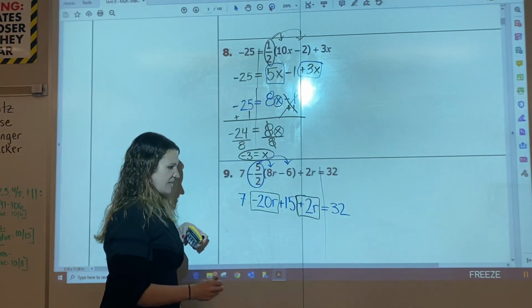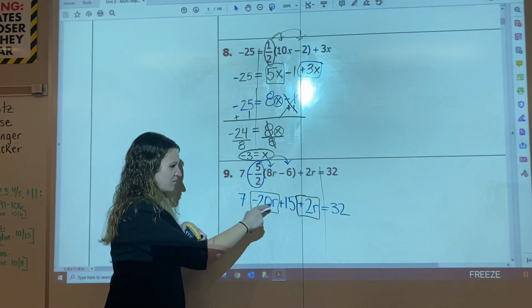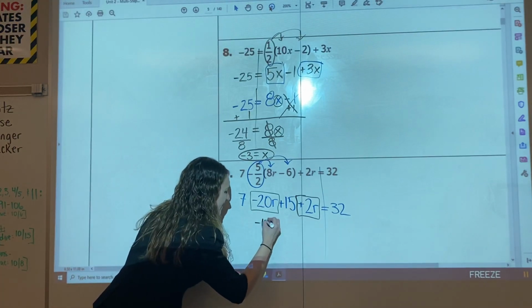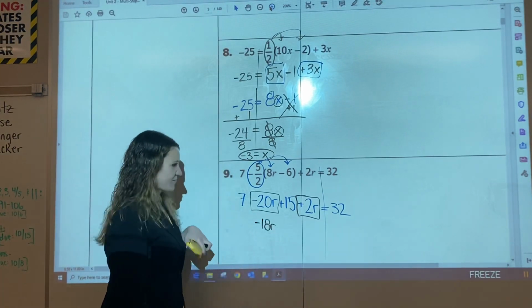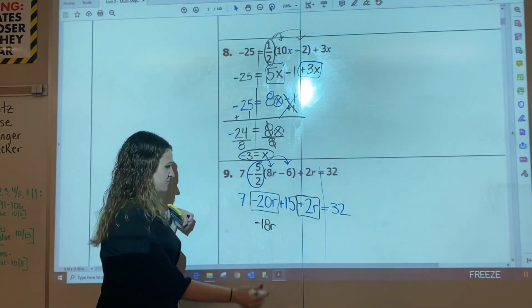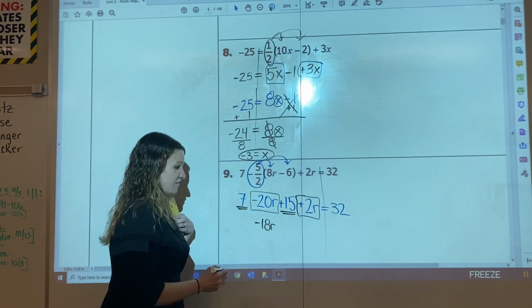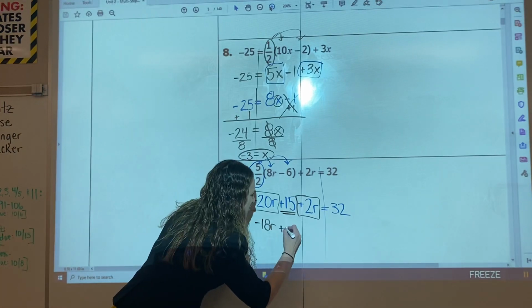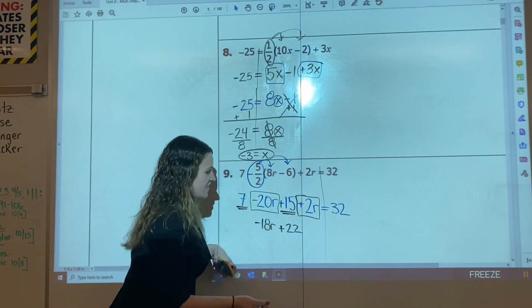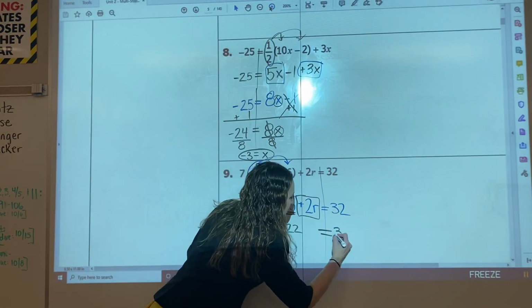When I put them together in my calculator, I put negative 20 plus 2, and that would give me negative 18r. Then my other set of like terms are this positive 7 and this positive 15, which if I put together, give me a positive 22. Then I'm going to bring down my equal sign and my 32.